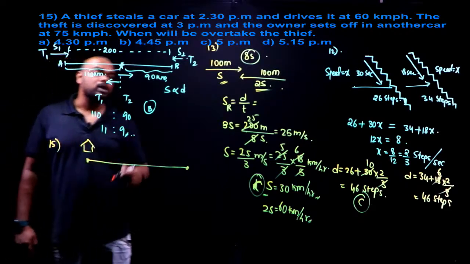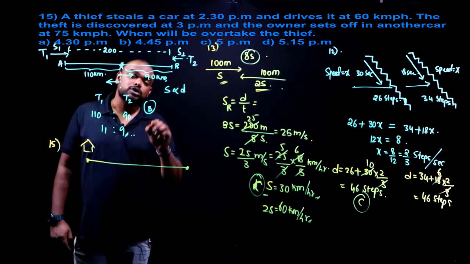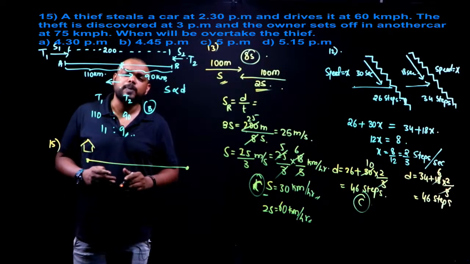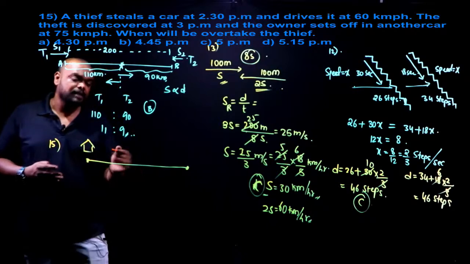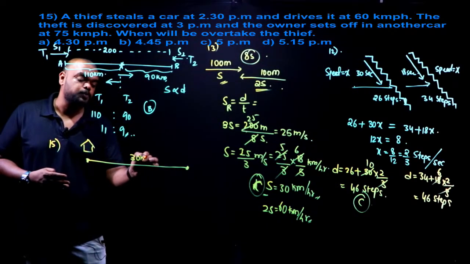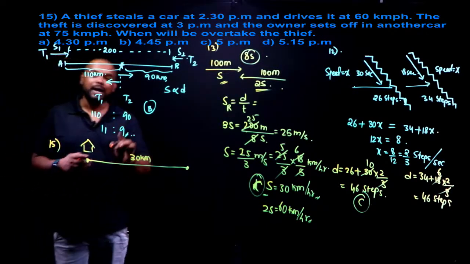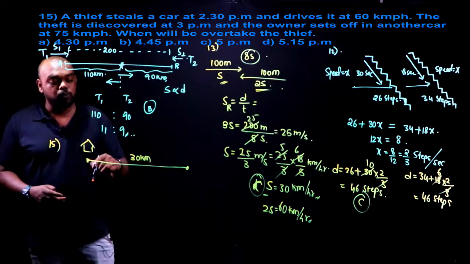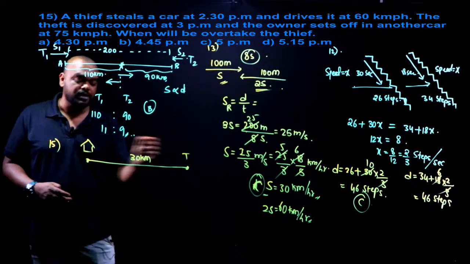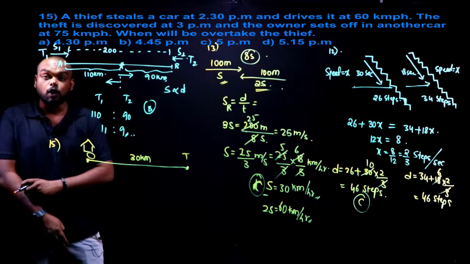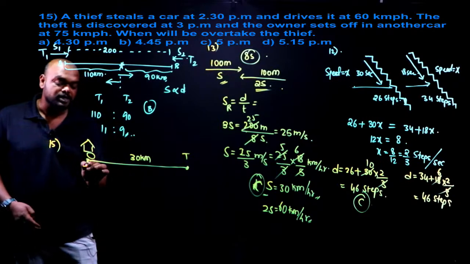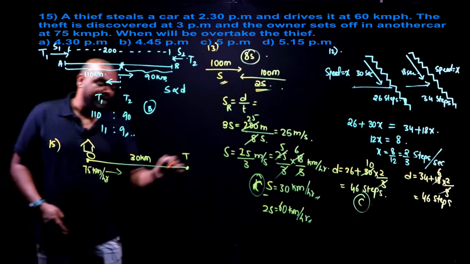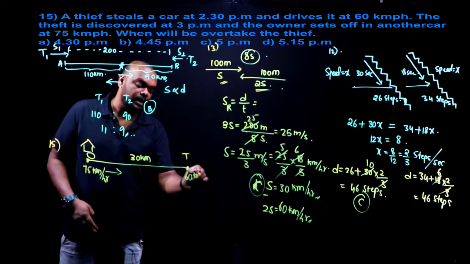Now he's traveling at what speed? 60 km per hour. From 2:30 to 3, half an hour he traveled. 60 km per hour speed means in half an hour he must have traveled 30 kilometers, because in 1 hour he can travel 60 kilometers. Now when he traveled 30 kilometers, the thief is here, the owner is here. Now the owner started at 75 km per hour, and the thief is still driving at 60 km per hour.